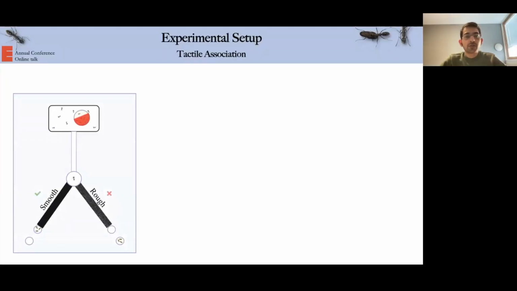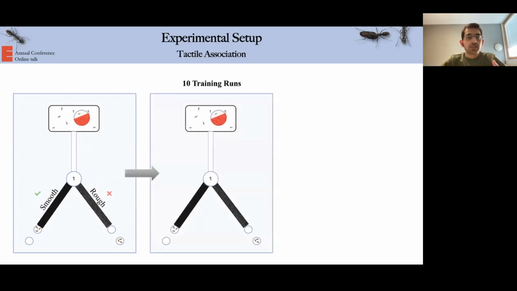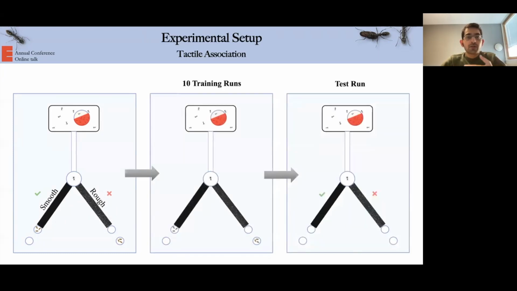Same as the visual association experiment, the tactile cues are placed on the two arms. One of them is the condition cue. The ants undergo 10 training runs followed by a test run, where the time spent on each of the cues is recorded. If the ants can actually associate the tactile cue with the reward, it should ideally spend proportionally more time on the conditioned tactile cue than the non-conditioned cue.